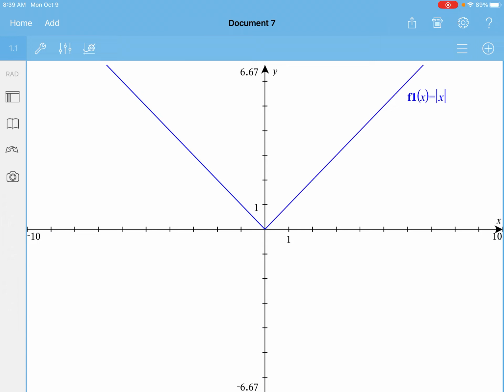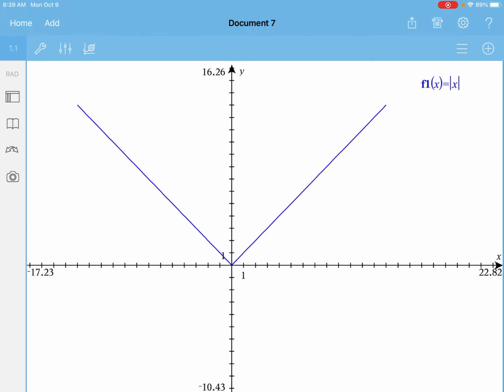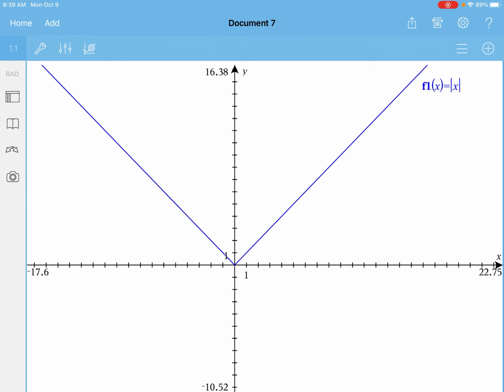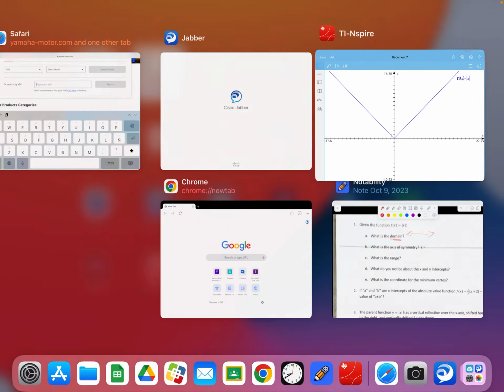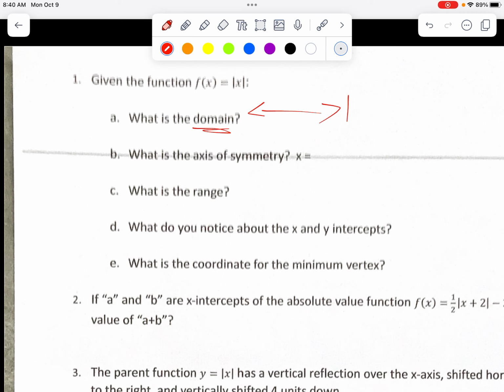So we want to open up our calculator here, and we're going to type in that equation, absolute value of x. If I look on the left-hand side, there's actually an arrow on the left because as I zoom out, you see that it keeps going all the way to the left forever, and it's going all the way to the right forever. So if you have arrows on the left and arrows on the right, that means the domain is going to be all real numbers, or you could write it as negative infinity to positive infinity.